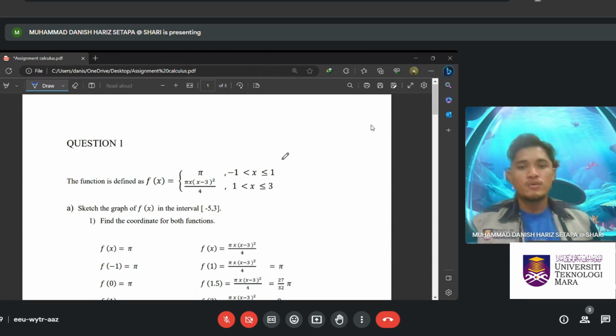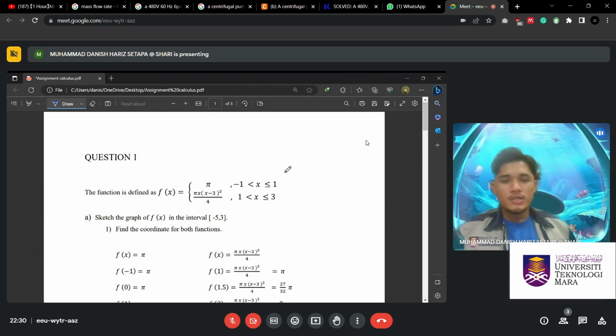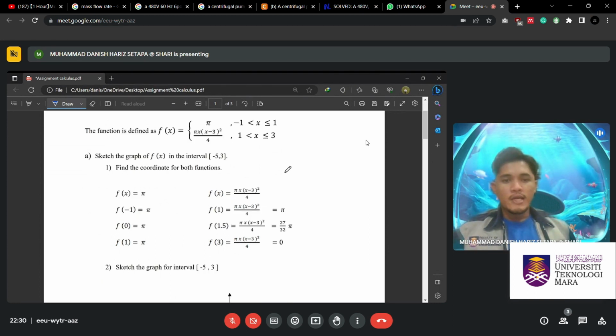We move to question B, and I cover for the A note. The function given is pi with the limitation of -1 to 1, and the second function is pi x in the power of 2 of s minus 3 over 4 with the 1 to 3. So the first one, A, sketch the graph of fx in the interval of -5 to 3.